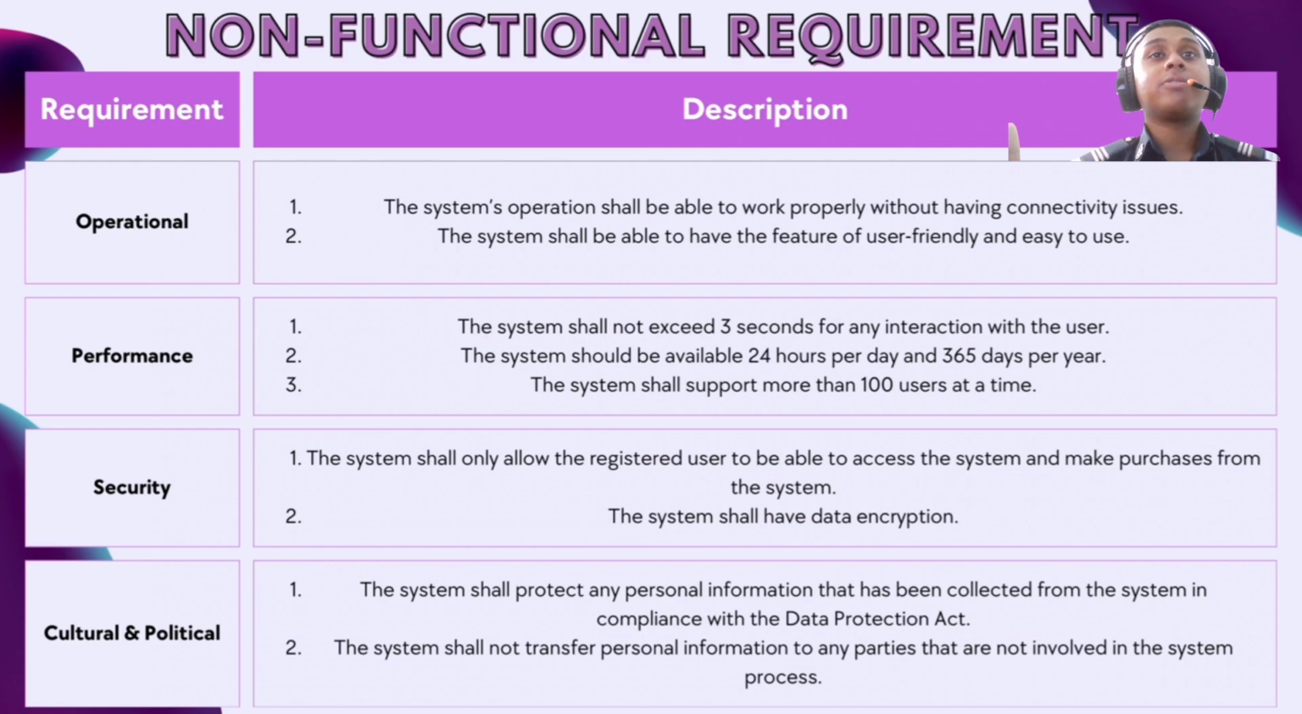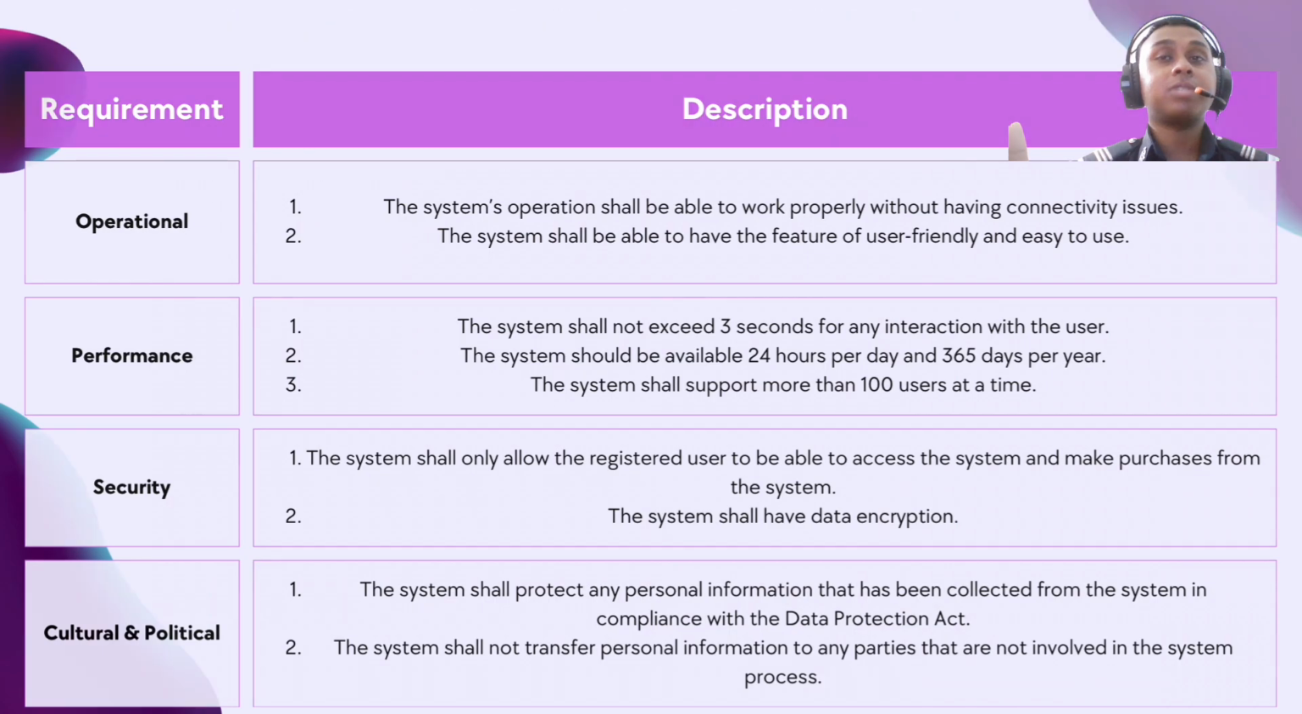And the fourth requirement is cultural and political. The first description is the system shall protect any personal information that has been collected from the system in compliance with the Data Protection Act. And the second is the system shall not transfer personal information to any third parties that are not involved in the system process.